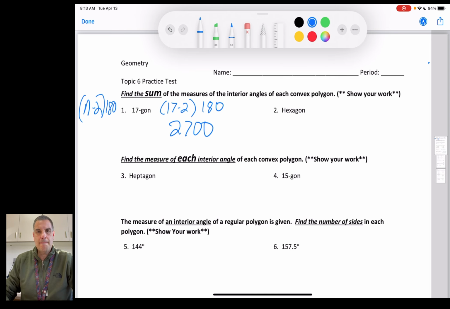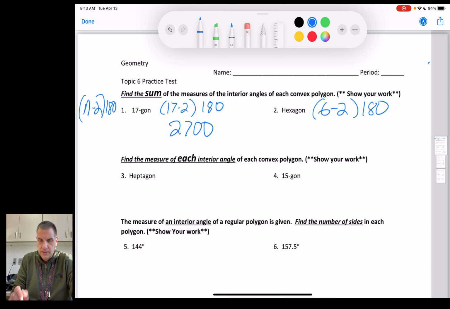Hexagon. A hexagon has 6 sides. So we're going to go 6 minus 2 times 180. So 4 times 180, 720.